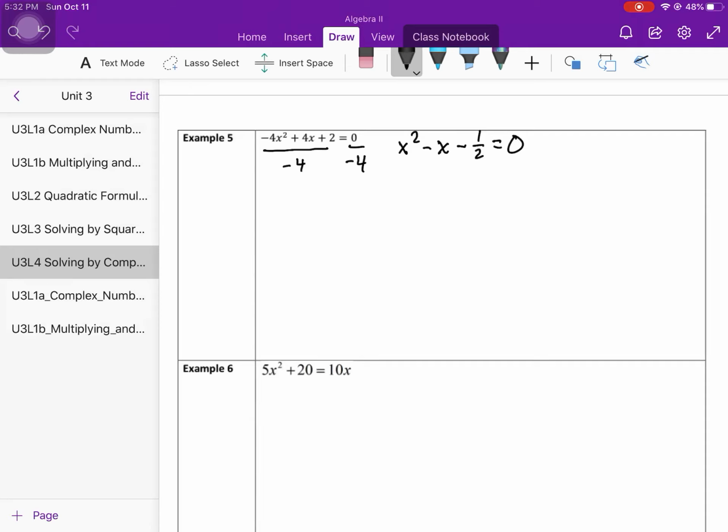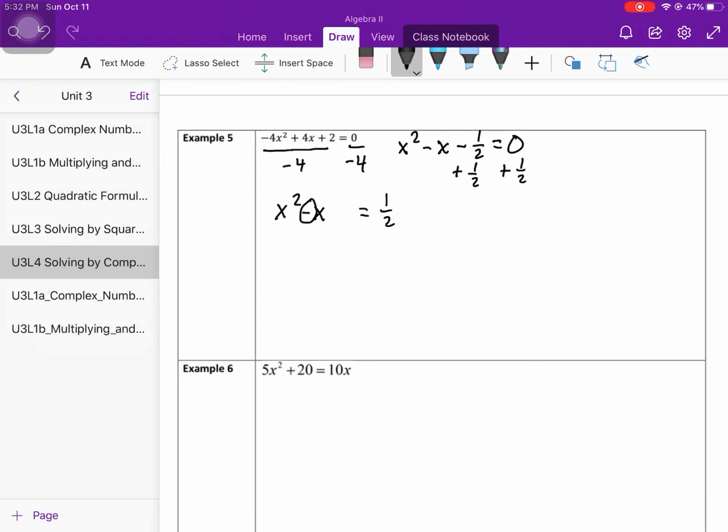So then what we do is we want to add the 1/2 to both sides because we want to get that constant. I'm going to rewrite this down here. So x squared minus x equals, leave a little bit of space, positive 1/2.